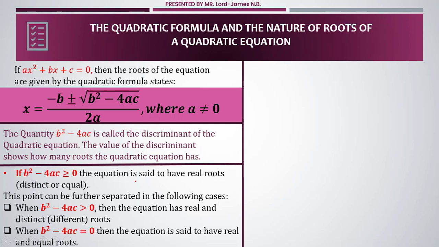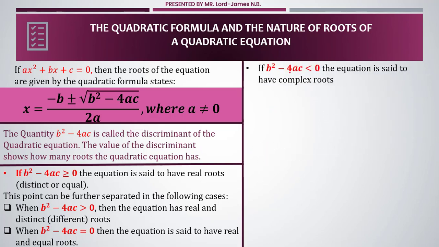Now the next is when b squared minus 4ac is equal to 0, then the equation is said to have real and equal roots. So if a quadratic equation has real and equal roots, then it suffices for you to show that b squared minus 4ac is equal to 0. If the discriminant is 0, this quantity b squared minus 4ac goes to 0, and all that will be left is negative b over 2a. That will be the value of x. So that's all. We have a unique solution, one and only one root.